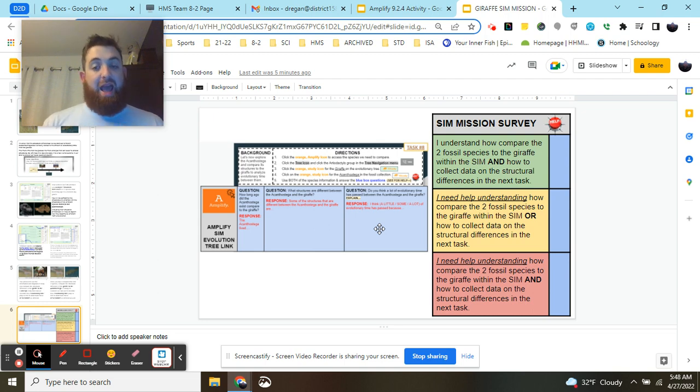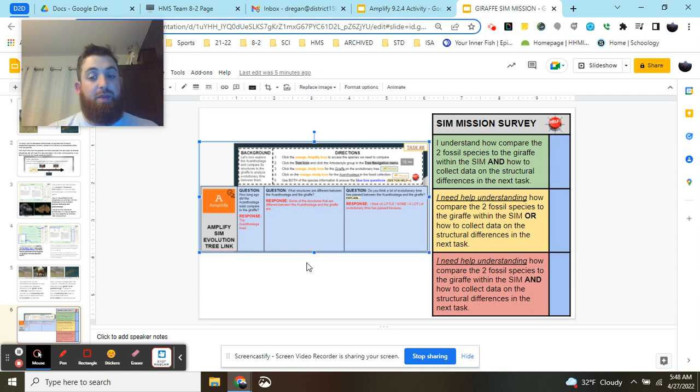At this point, ask yourself, do you understand how to compare the two fossil species to the giraffe within our sim? And how to collect that data, those observational data, on the structural differences in the tasks that you see here? If the answer is yes, great. If not, reach out. Otherwise, good luck.